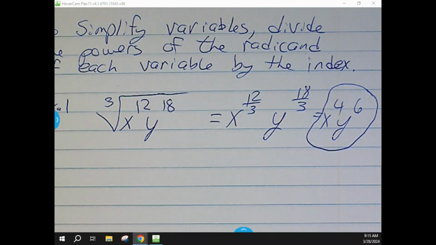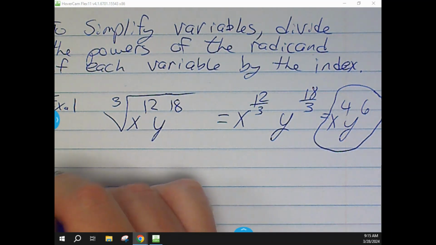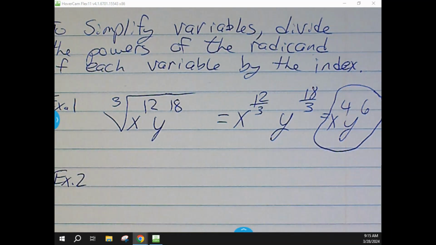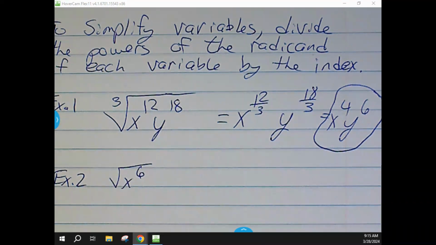So again, to me, the variables are even easier than the numbers because I don't really have to think through it. I just have to divide the two numbers, and that's it. That's all I have to do. Why have we waited so long to get this?